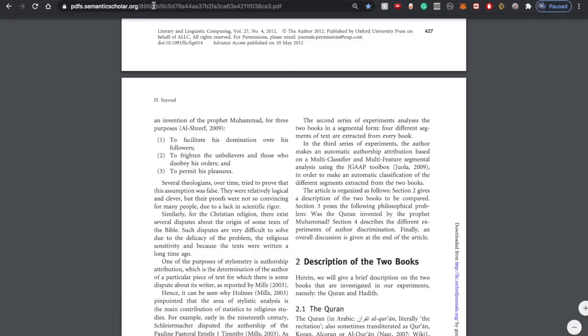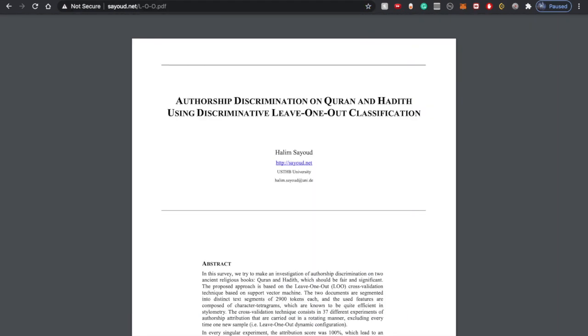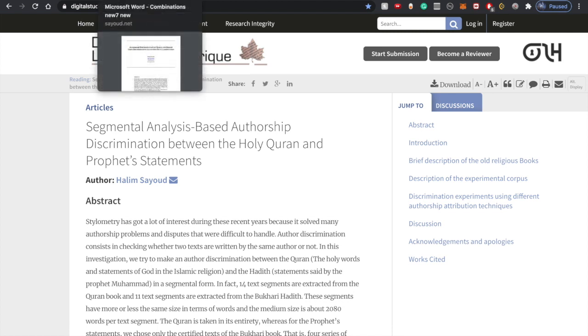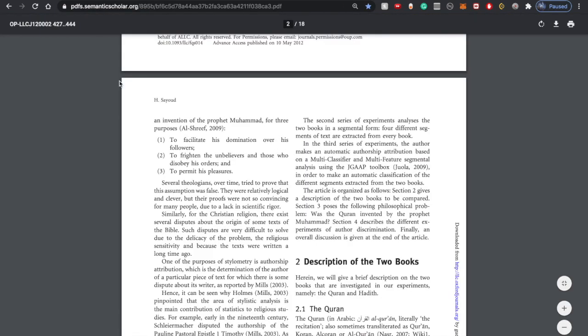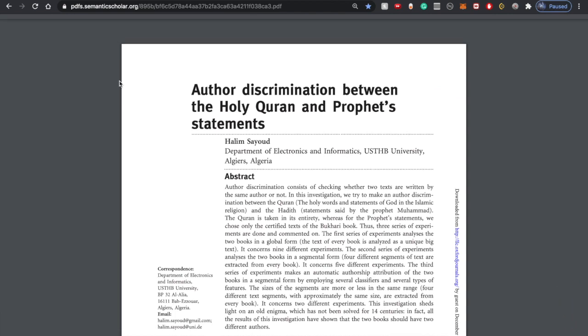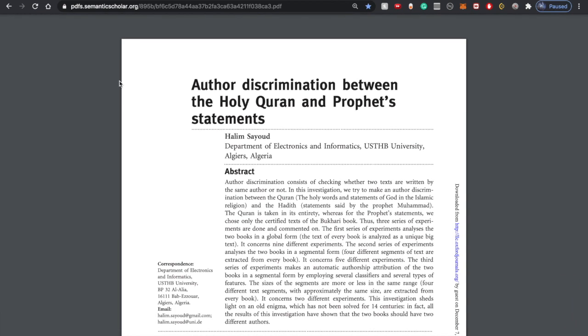Basically, in this video, we're going to cover 3 of these papers, which do a segmental analysis, which basically take stylometry and the different studies of stylometry and apply them to the Quran and the Hadith. Now, again, the Quran is what Muslims know to be the Word of God that was revealed to the Prophet, peace be upon him, by God himself.